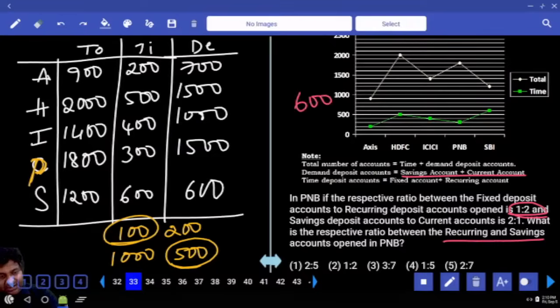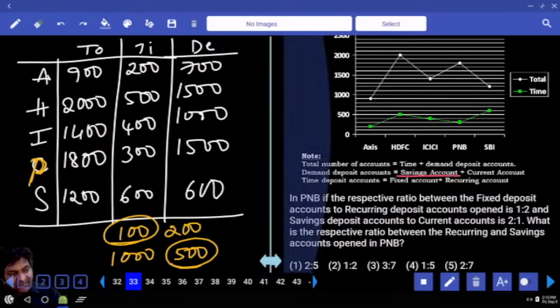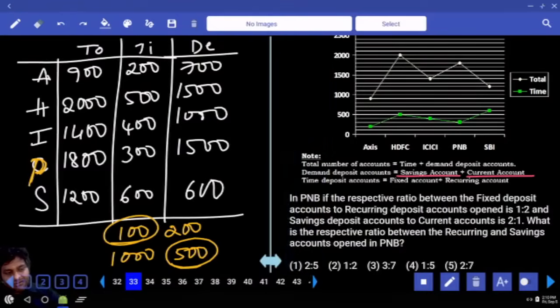That is 600 divided by accounts opened by PNB. 200. Savings are first one, current are second one. Wait a minute. Confused.